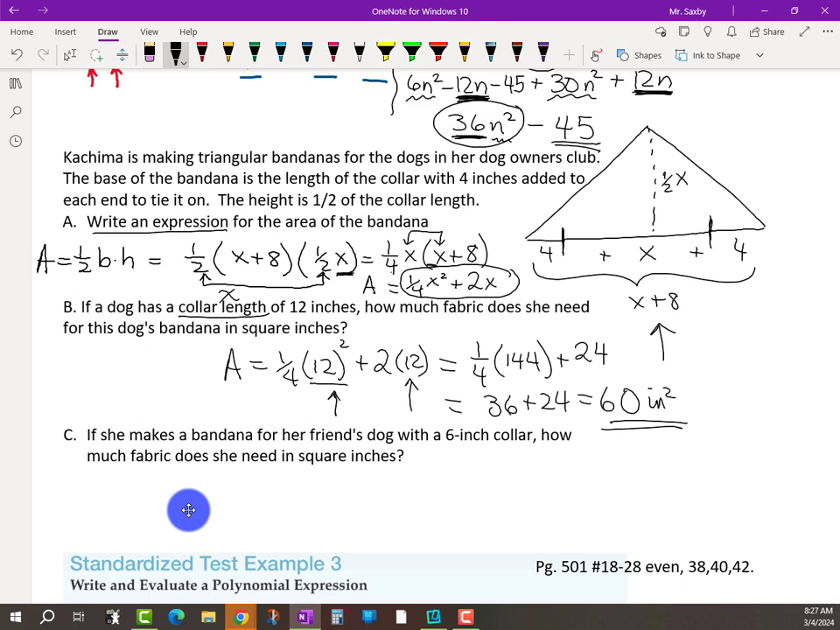And the second problem is just like it. If she makes a bandana for her friend's dog with a 6-inch collar, we're going to do the same exact formula, except we're going to put 6 there. Now, you might think, oh, it's just going to come out half as big, but I think we'll be surprised. 6 squared is 36, so it's 1/4 times 36 plus 12. This is 9. 9 plus 12 is 21 square inches.